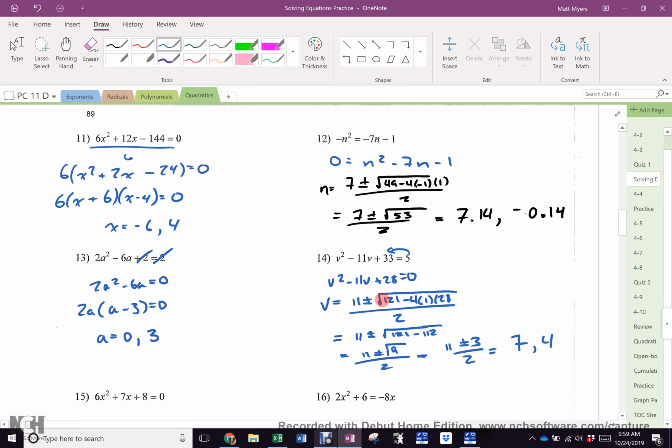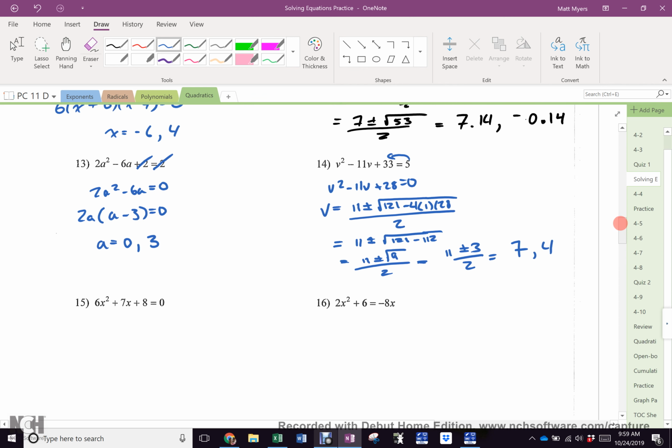Of course it factored. What an idiot I am. I forgot about 7 and 4. But there you go. Sometimes you look and you use the quadratic formula and you didn't need to.